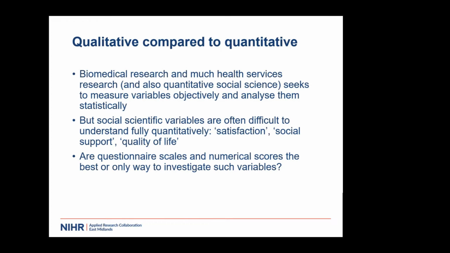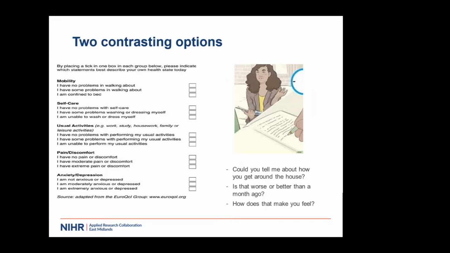So, for example, we might think about things like patient satisfaction, social support, quality of life. There are ways, of course, that you can measure those quantitatively. You can use questionnaire scales or numerical scores of one sort or another. But there are other ways that you can learn different things and more things around some of those issues by using qualitative methods, either instead of quantitative scales or alongside them. So this is just to give an example of that.